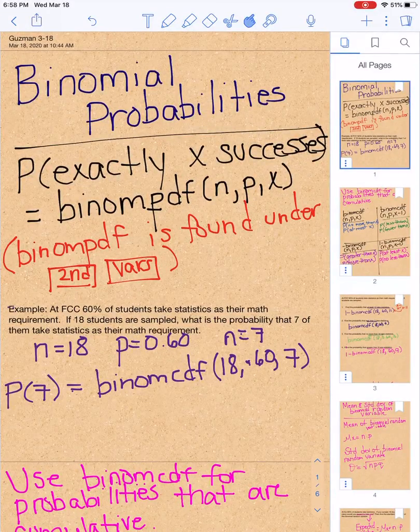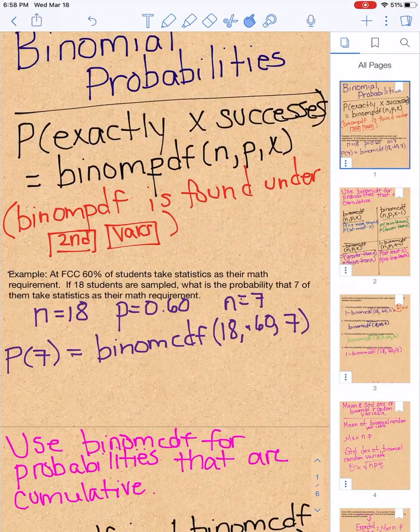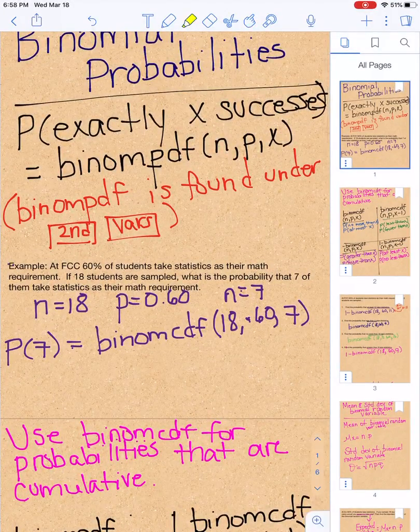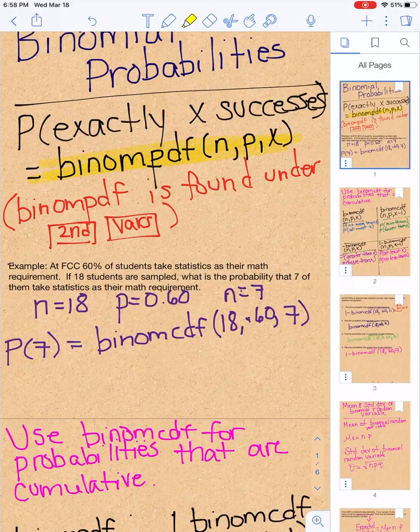So write that. You can get to there by going to second vars and then choosing Binompdf. Then you will be asked to put in an N, a P, and an X. Again, N is the number of trials, P is the probability of a success, and X is the exact number of successes that you're trying to find the probability of.